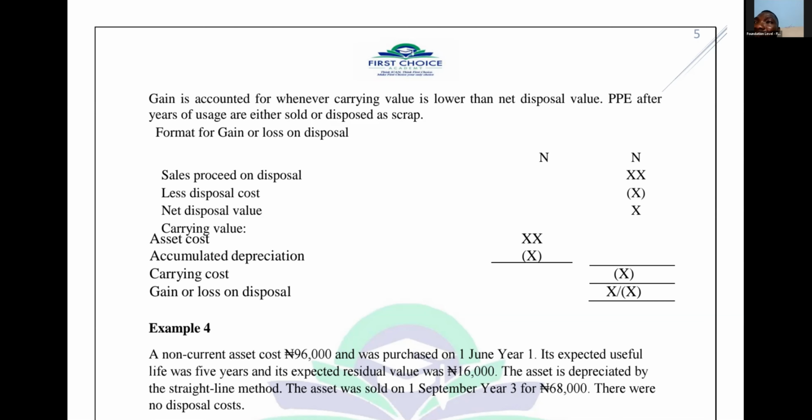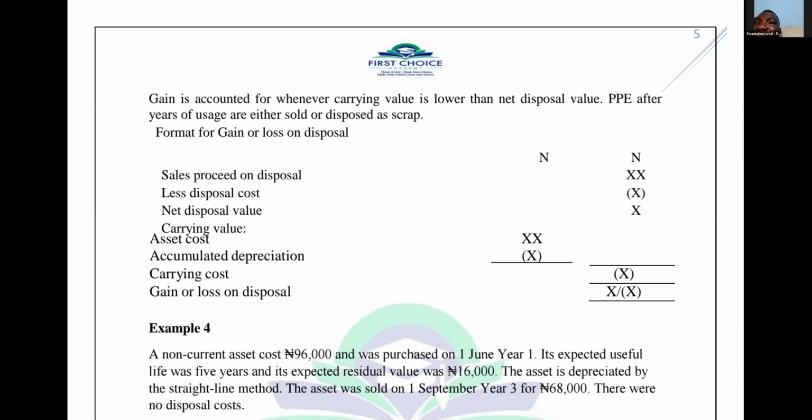And that formula is what is broken down to give us this template or this format. So we have sales proceed on disposal, we have the figure, we have less disposal cost. That will give us net disposal value or net sales proceed. Then the next thing that we're looking for is cost. So for presentation purposes, cost is now under another naira sign, just for clarity purposes.